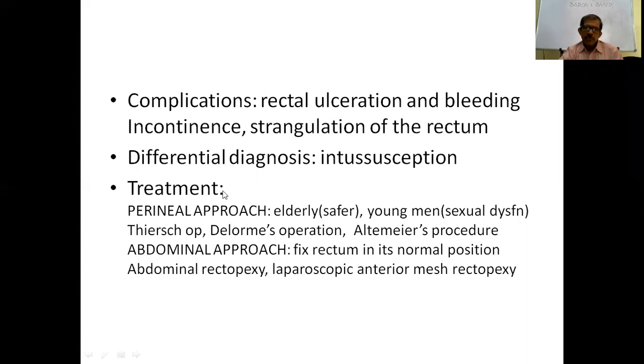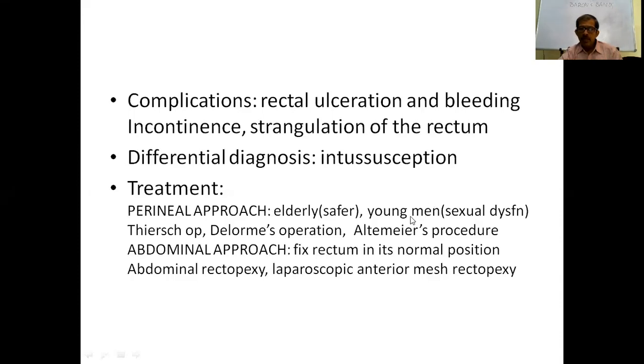So the investigations are not much except for fitness of the patient. What is the treatment? Only surgery is the answer, and you can have 2 approaches. One is perineal, that is from outside you can treat it. Rarely you may have to open the abdomen, that is abdominal. Perineal is safest for elderly people because of their comorbid conditions. Usually we will try to treat it from outside.